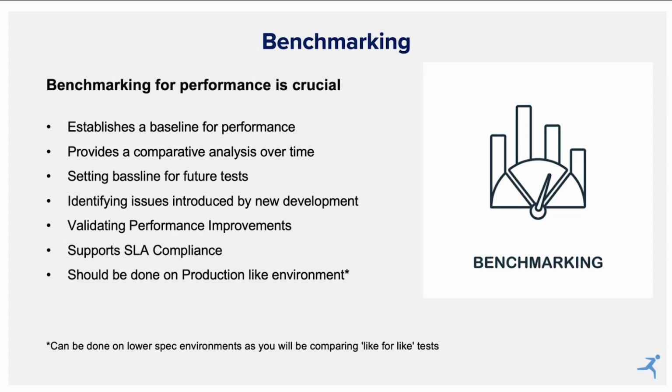Like we said, it's setting the baseline for future tests, identifying issues introduced by new development. So once we have a baseline, we run a test, we compare it to the baseline. And if we see that an API is taking twice as much time as it was compared to the baseline, we can determine that something's been introduced here, be it data, be it new development, be it a network issue, an infrastructure issue. Something has happened where this API is no longer performing as well as it was. We can also use it to validate performance improvements if you've made any changes in that area.